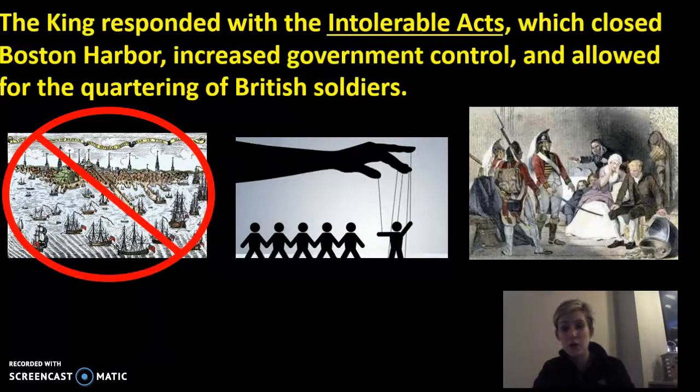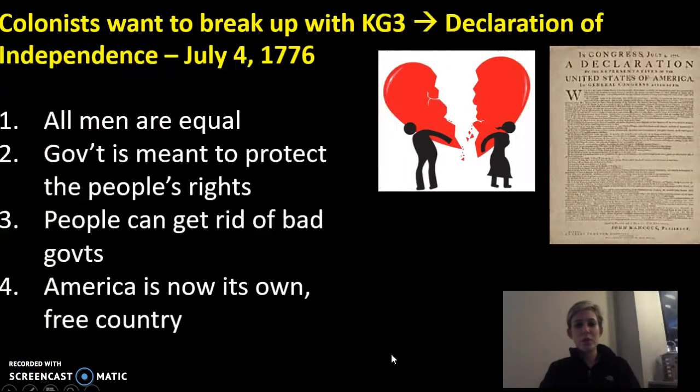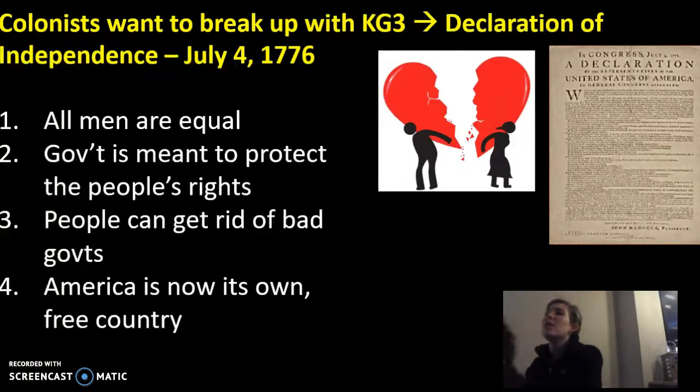Not that great if you're a colonist. Make sure that you highlight this term quartering for me. So at this point, colonists are just straight up over it. They're in an abusive relationship, hello kitty, with King George, and they just really do not want to be a part of that relationship anymore. They want to break up with KG3.